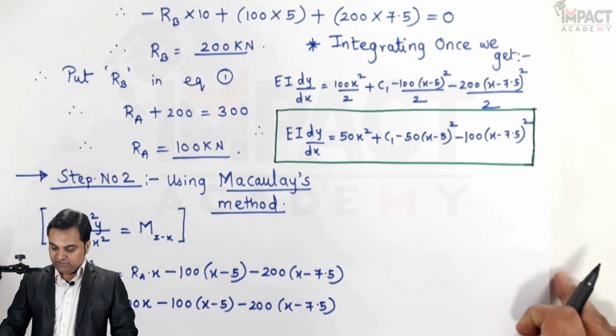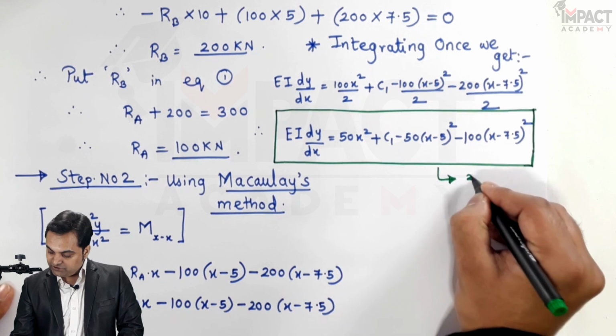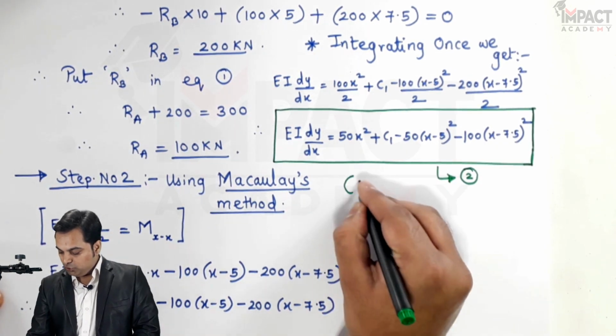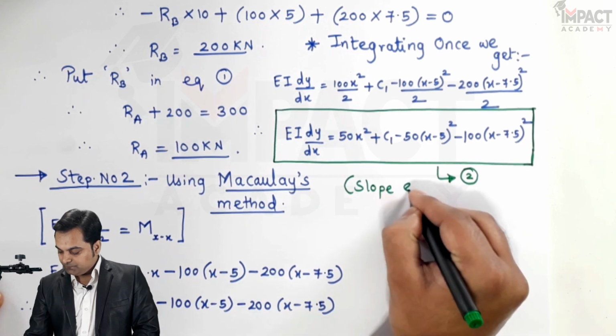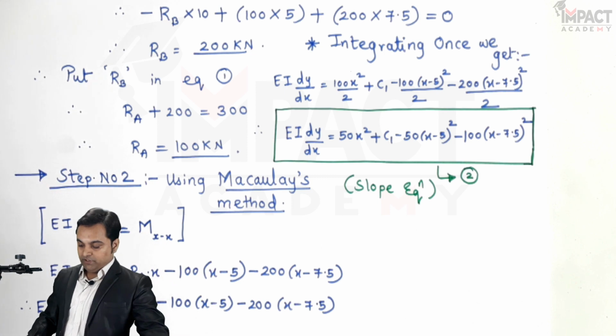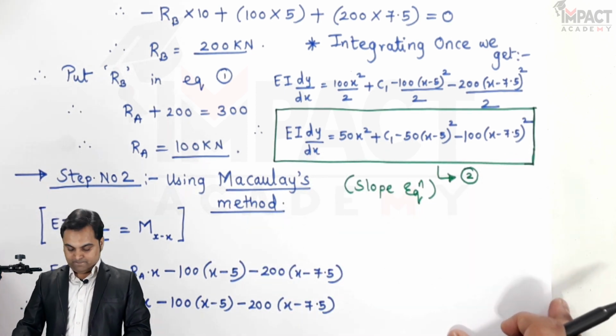Now this equation I am highlighting, this would be equation second, also called as the slope equation, because the term dy by dx is nothing but the slope, then integrating this equation second again.